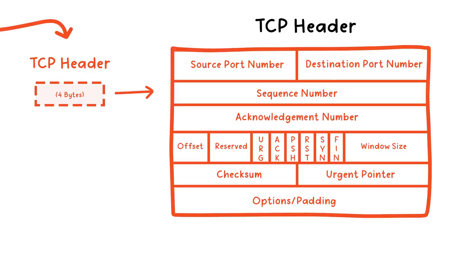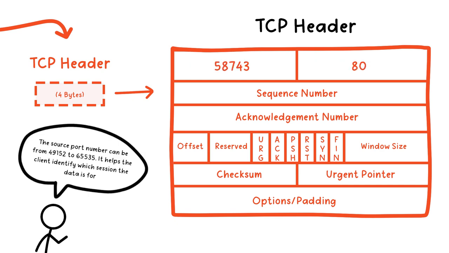There are predefined port numbers for services such as HTTP, which uses port number 80. This means that if I want to make an HTTP request to a server, my device will set the destination port number to 80, while the source port number can be any available one on my device.